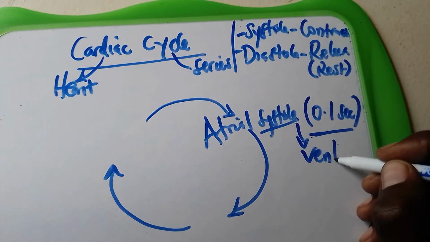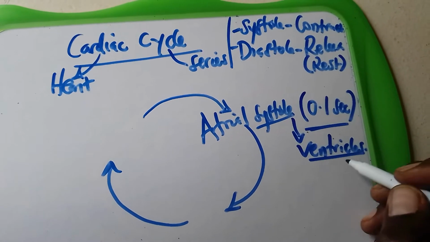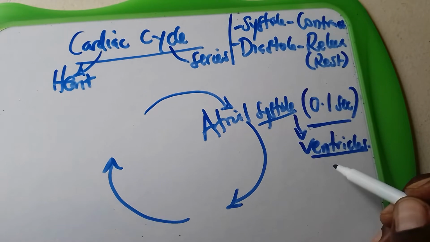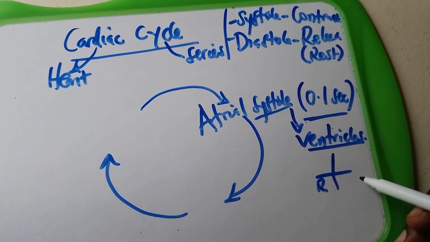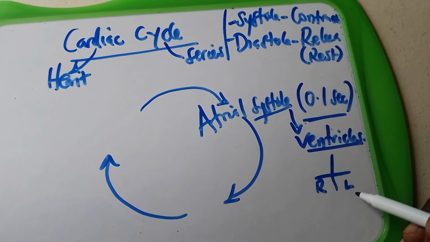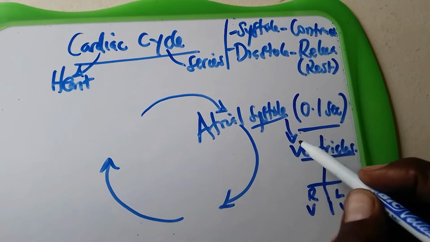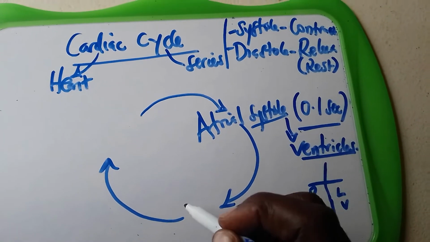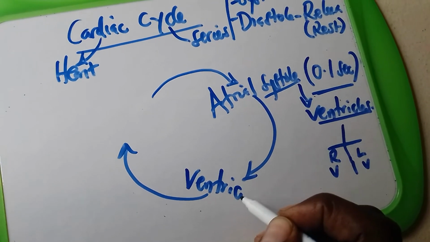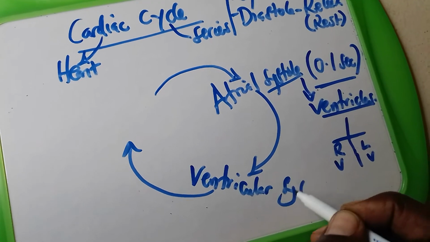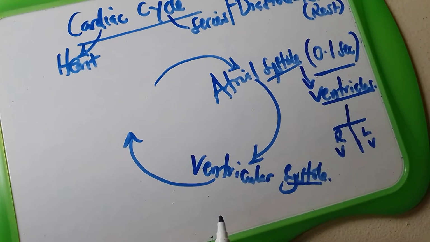So when blood is ejected into the ventricles, another cycle will start. Under the ventricles, this side is the right ventricle, then this side is the left ventricle. Then blood will go into the ventricles. So this will be called ventricular systole. Under ventricular systole, we're looking at the ventricles contracting.